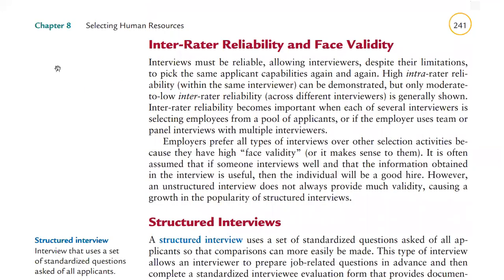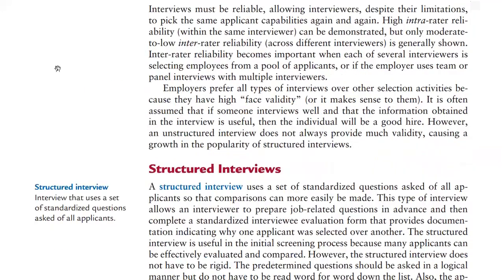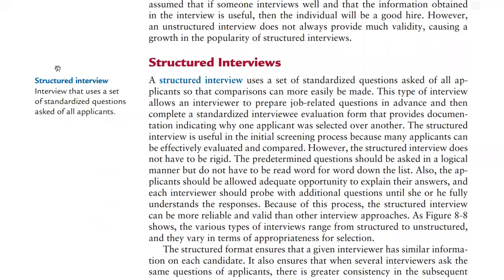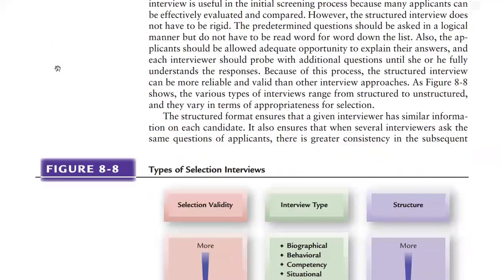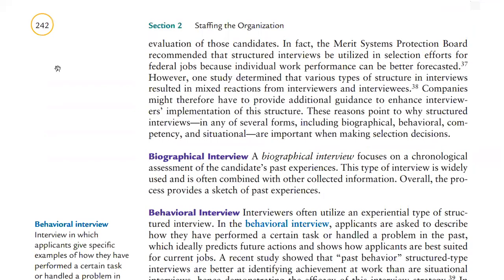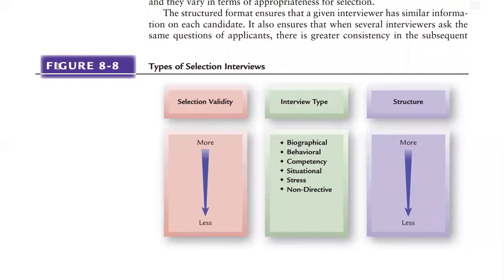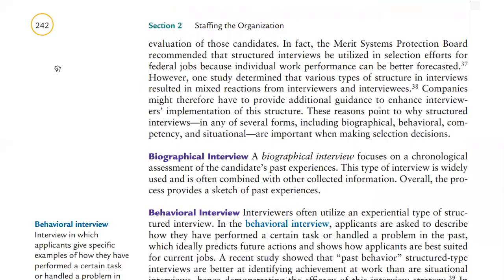Figure 8.8, that is selection interview. This is omitted. So for your knowledge, you need to know that there are different types of interviews that are conducted in the organizations based on the type of job for which the candidates are interviewed, and also the requirements of the organization and the type of applicant. So these are the types of interviews. We are not going to study the details of these interviews.